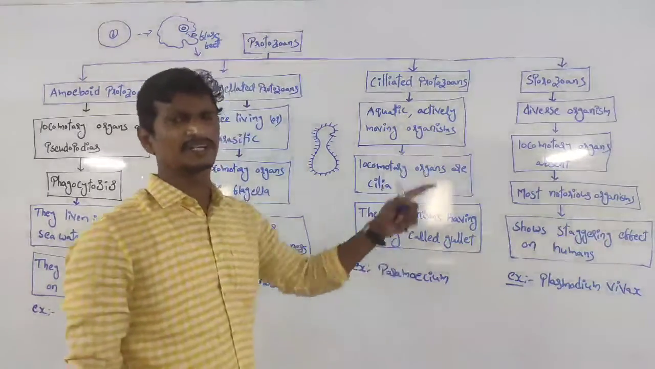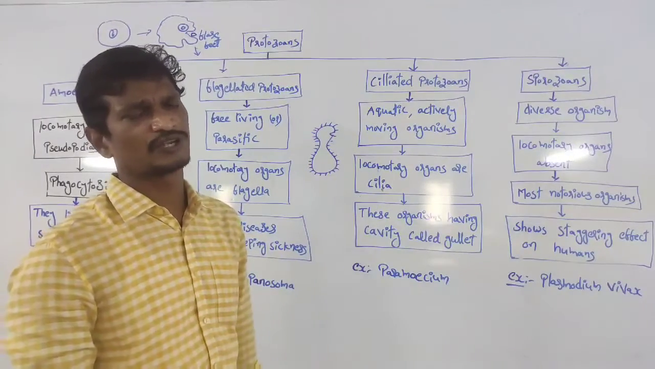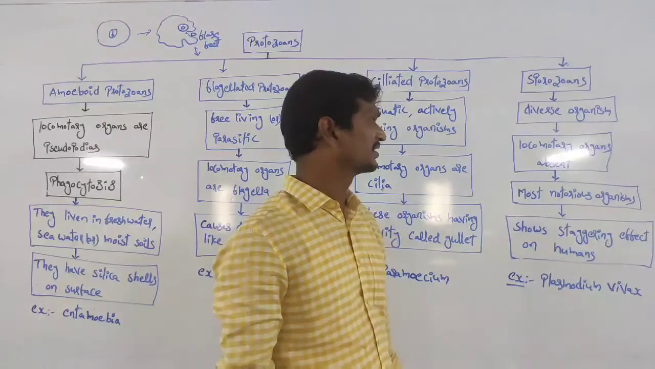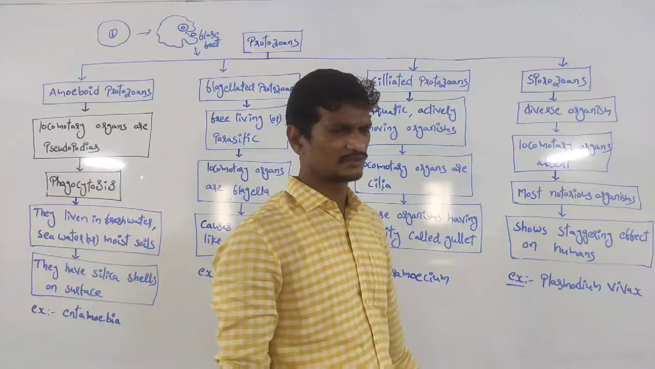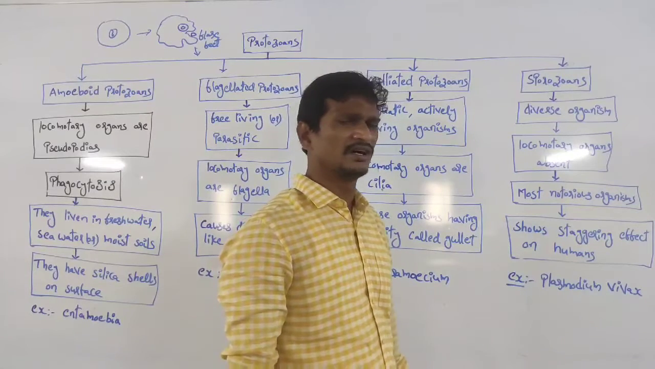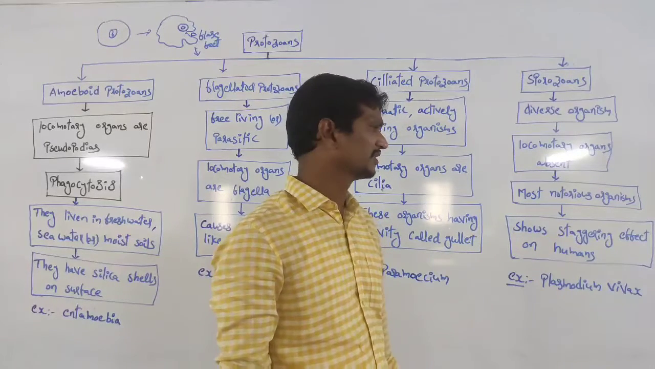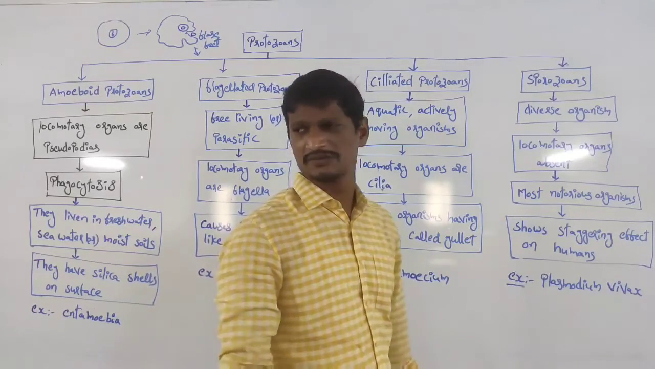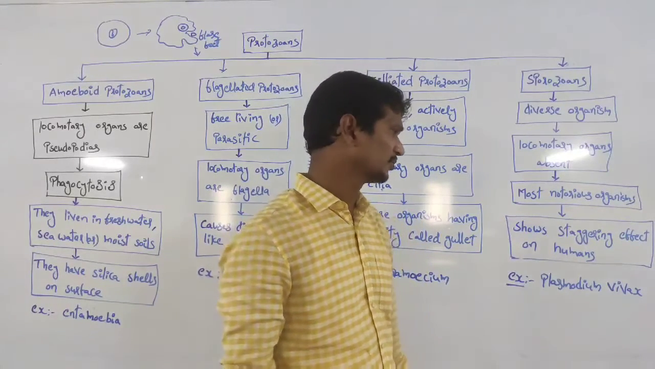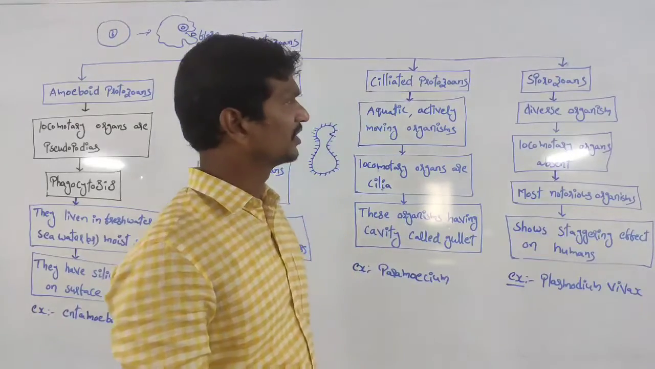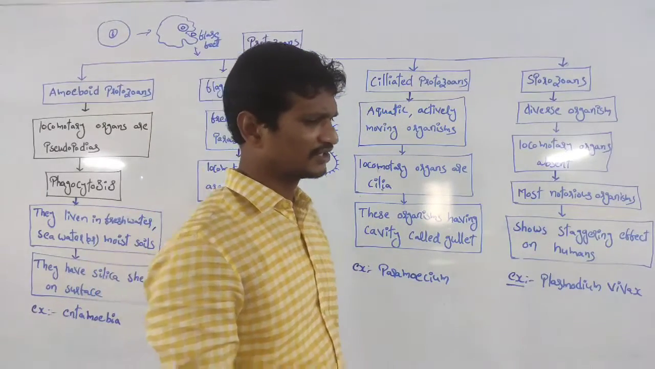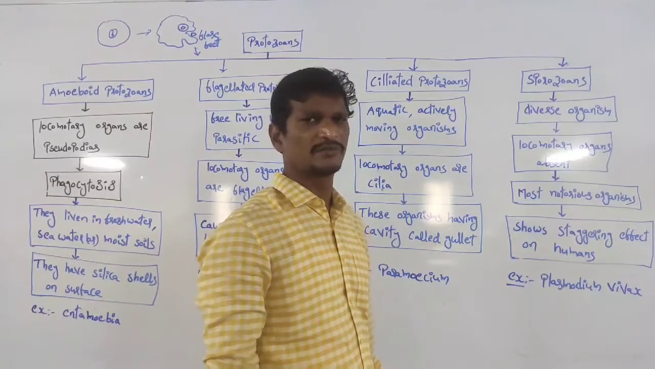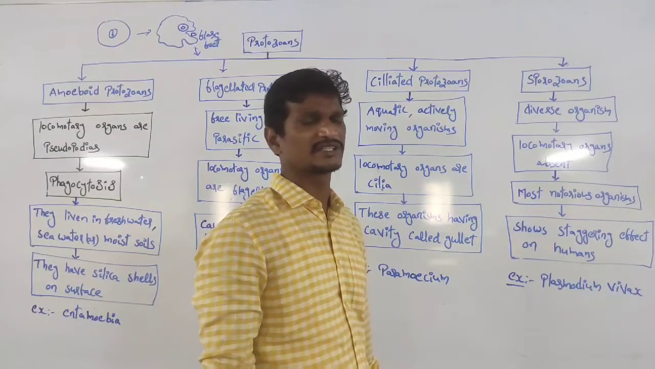Here, locomotory organs are absent. Within these organisms, locomotory organs are absent, and these are diverse organisms and the most notorious organisms. Notorious means that they show a very negative effect on human beings. And see what I'm trying to tell: the sporozoans are nothing but some of the malaria causing parasites.